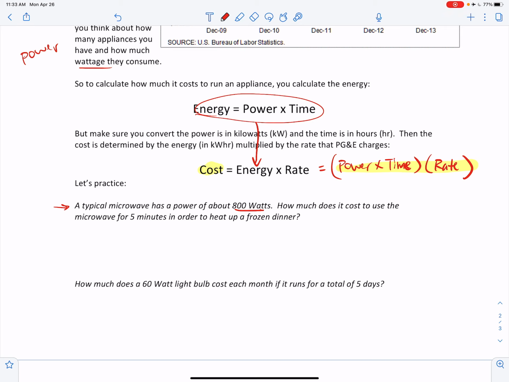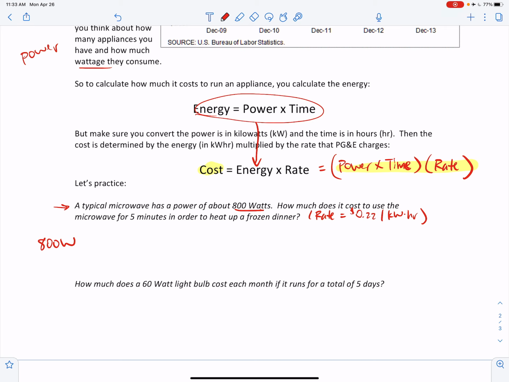You might not have thought of that before, but every time you heat up a frozen dinner, it actually costs money, not just for the dinner, but to even heat up the dinner. So we're going to start with the 800 watts. That's the power that the microwave is using. And then remember, one of the hidden givens here, not in this problem, is that the rate is 22 cents per kilowatt hour. I'm pulling that information from earlier, so we are going to use that as well.